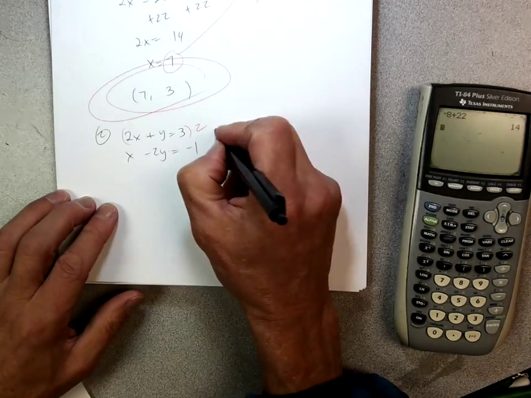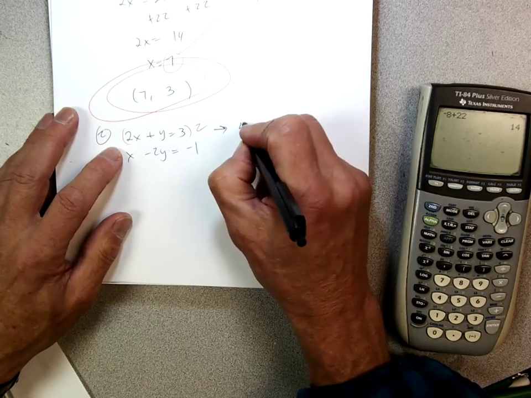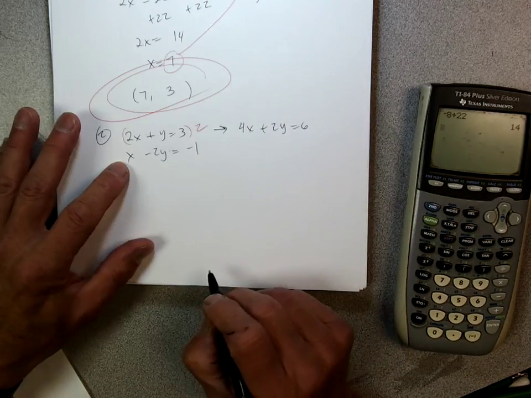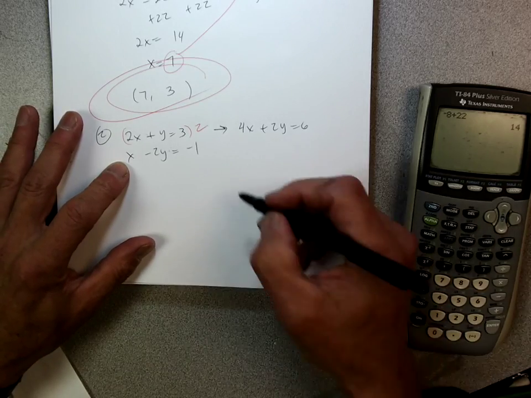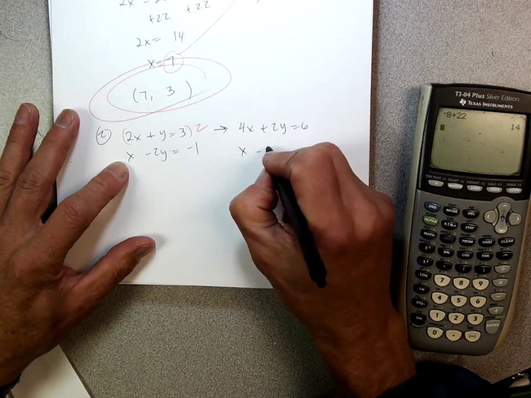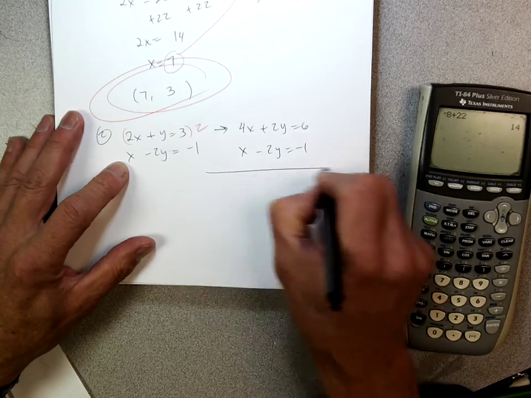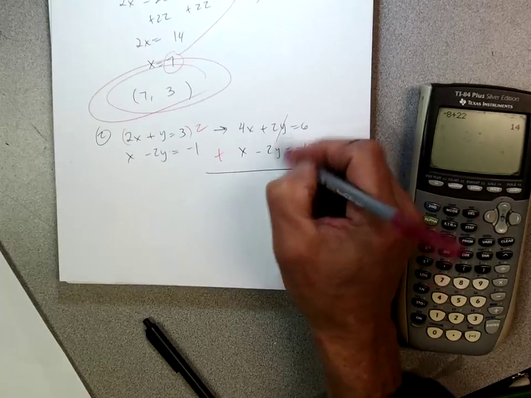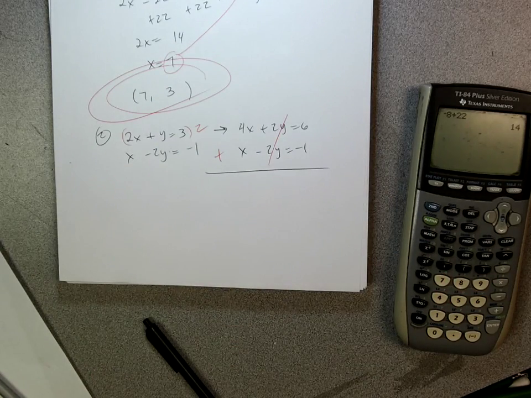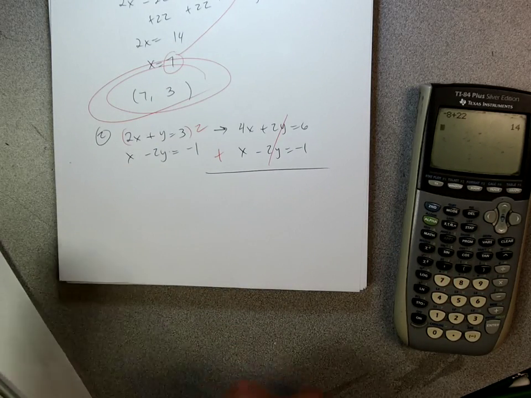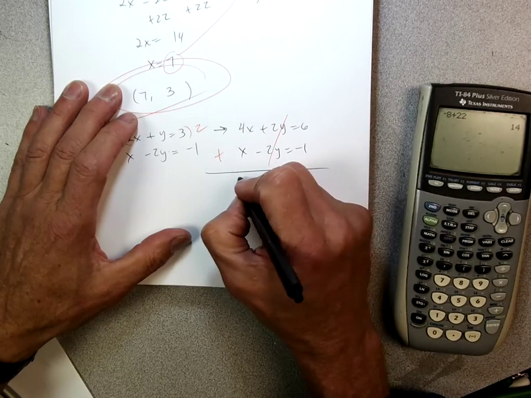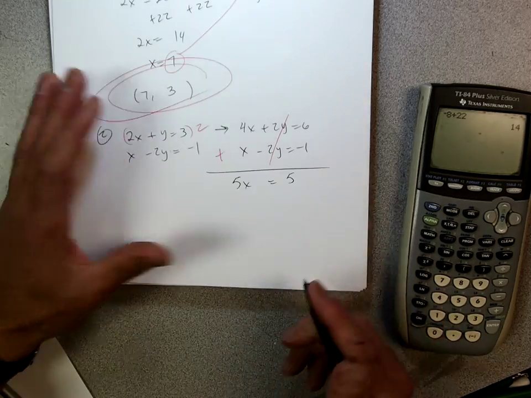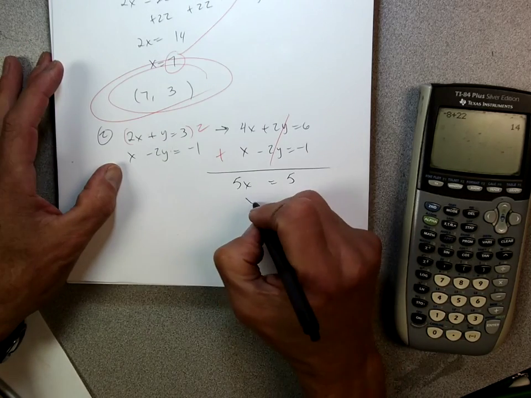So I'll rewrite this equation. I'll make it a 4x plus a 2y equals 6. In the second equation, I'll leave it the way it is because that way we'll get some elimination. x minus 2y equals negative 1, okay? And then if I were to add these two equations, I'm going to eliminate the y's. That's what I want to do, because if I get rid of the y's, I'll be able to solve for x. So 4x plus x is a 5x. The y's are gone, equals 5. Divide by 5, x is 1.